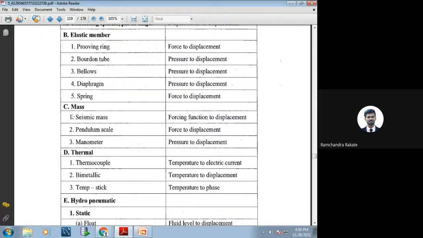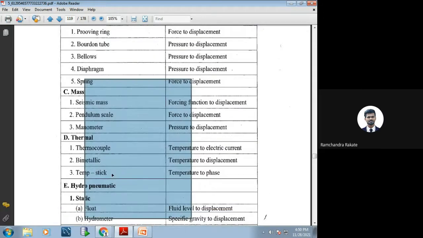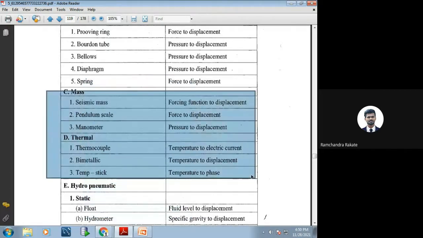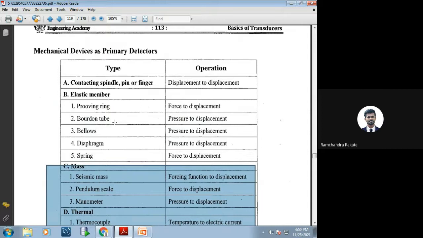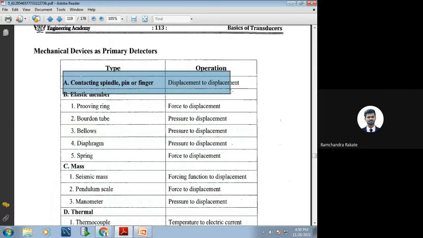One is direct tension or compression type, bending type, and torsion type. Generally, the mechanical transducers are the primary transducers. Some mechanical quantities and transducer conversion modes are shown here. First is the contacting spindle, pin or finger. The operation will be displacement to displacement.